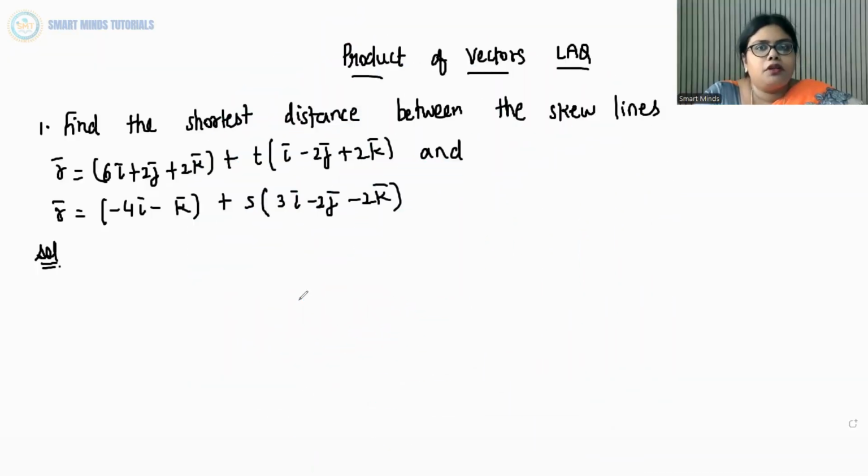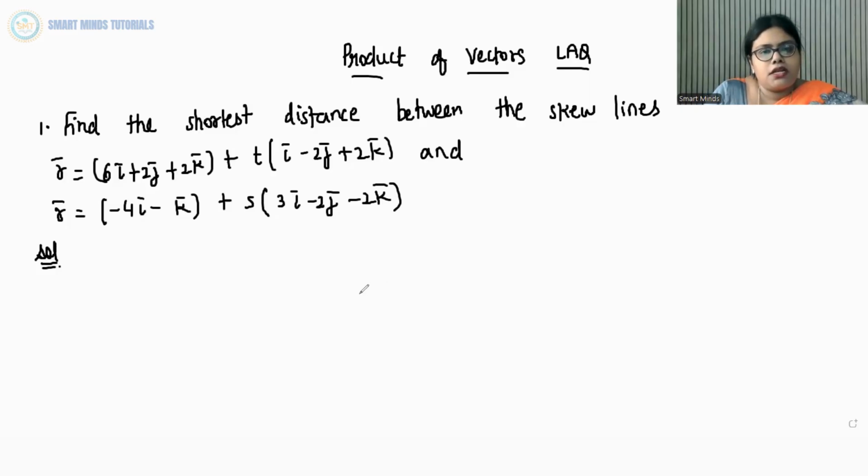So we will cover product of vectors LAQ. This is the most important LAQ, 90% sure question. Find the shortest distance between the skew lines. R bar is equal to 6I bar plus 2J bar plus 2K bar plus T into I bar minus 2J bar plus 2K bar. This is one vector, one line, and the other line is R bar is equal to minus 4I bar minus K bar plus S into 3I bar minus 2J bar minus 2K bar.